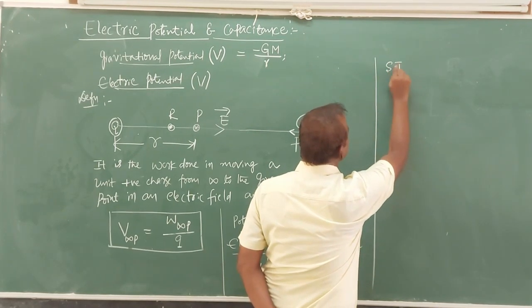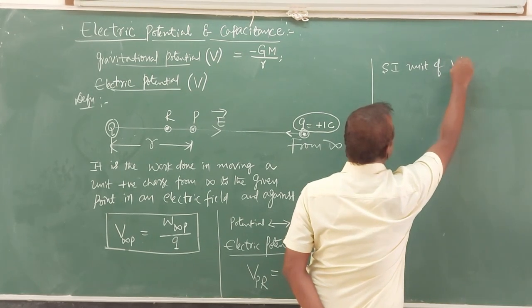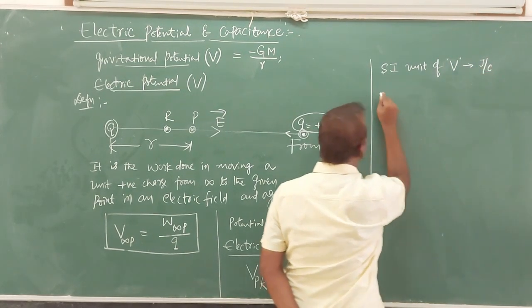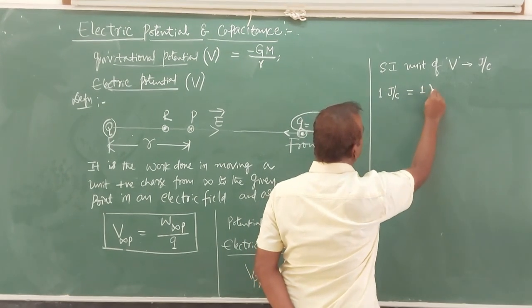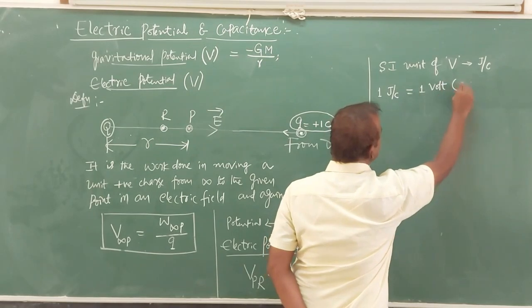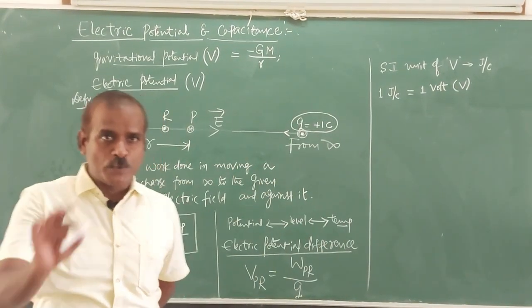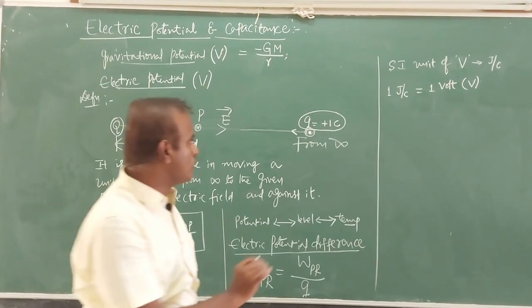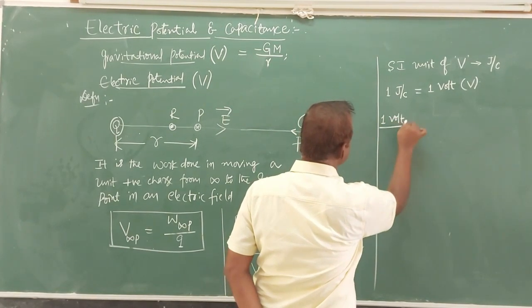So I write now the SI unit of potential: joule per coulomb, remember, and 1 joule per 1 coulomb is defined as 1 volt, V. Define 1 volt.